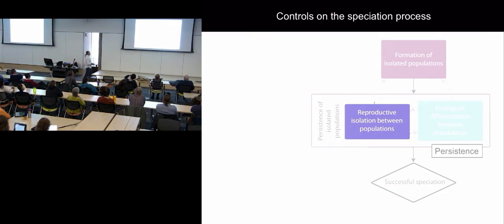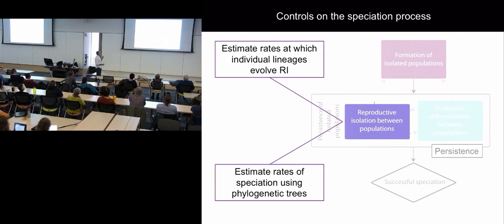So let's think back to this control interaction network. We've got reproductive isolation, ecological differentiation, and formation of isolated populations. We're going to focus on reproductive isolation. To test the relationship between reproductive isolation and speciation in this framework, we need two things. First, we need to be able to estimate the rates at which individual lineages evolve reproductive isolation. And the second thing we need to do is to estimate rates of speciation using phylogenetic trees.